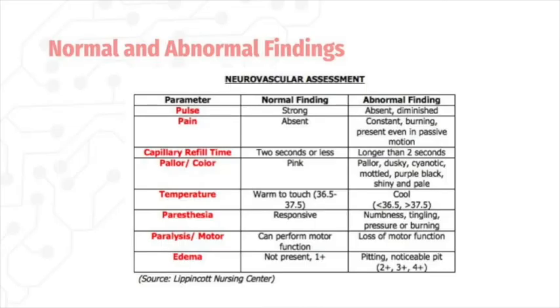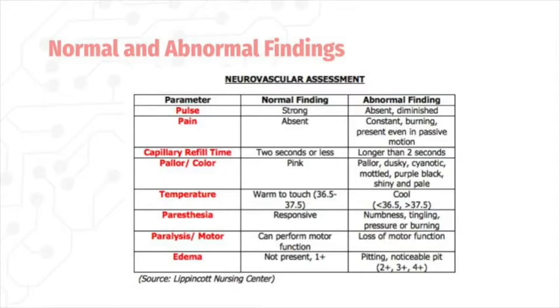So now that you know the guidelines in performing neurovascular assessment, I will now be teaching you the normal and abnormal findings in the conduct of the neurovascular assessment. So on the first column, we have the parameters. The second column, we have the normal findings. And the third column, we have the abnormal findings.